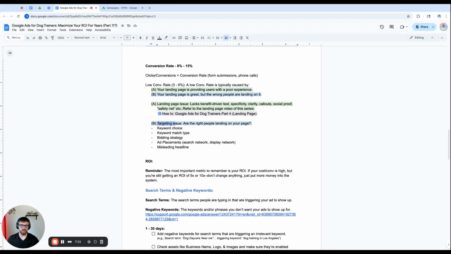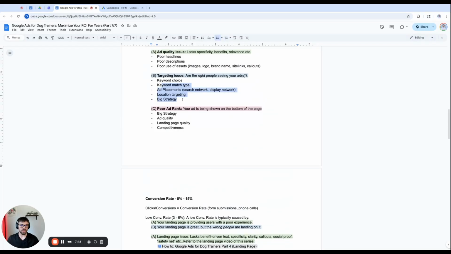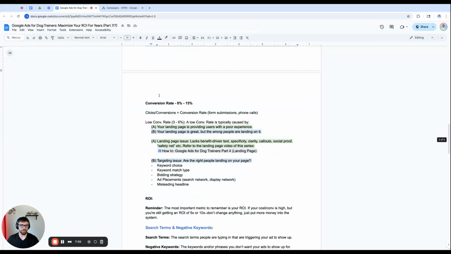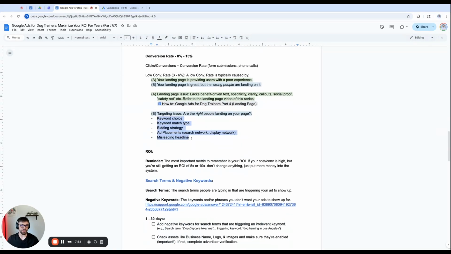Reason B, targeting issue. Are the right people landing on your landing page? You might have a great landing page, but if the wrong people are landing on it, if someone's looking for a Caesar Milan online dog training course and they land on your page, it's irrelevant to what they need. They're going to click away no matter how good your landing page is, right? And very similar to targeting issues on low click-through rate, the same applies for your landing page, right?